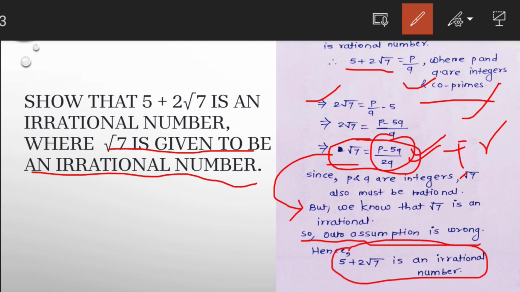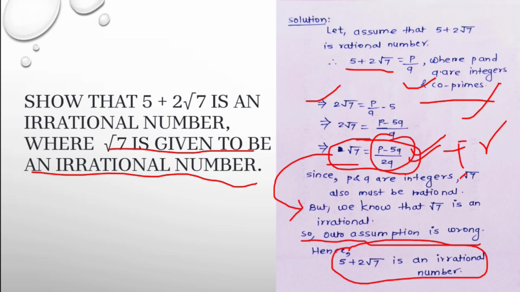So in this way, for any such question we can solve it by initially assuming the number to be rational. We express it in the form p by q, then rearrange it in such a way that on one side we have the irrational number and on the other side we transfer everything else, so that we come across a situation in which one side is irrational and the other side is rational. At that time we conclude that our assumption was wrong, and because of that the given number is an irrational number.